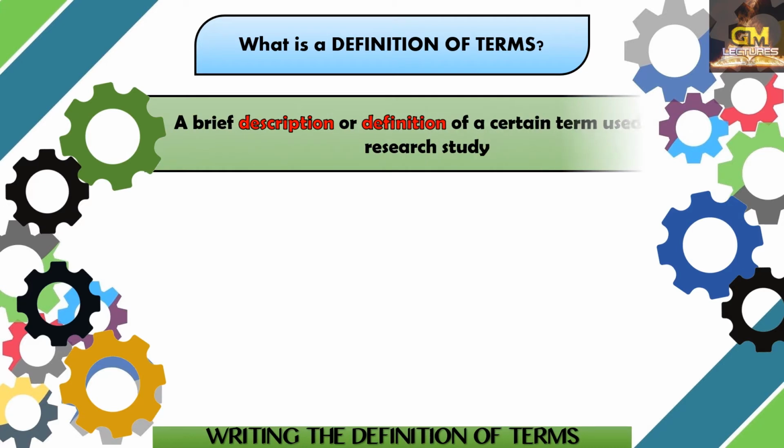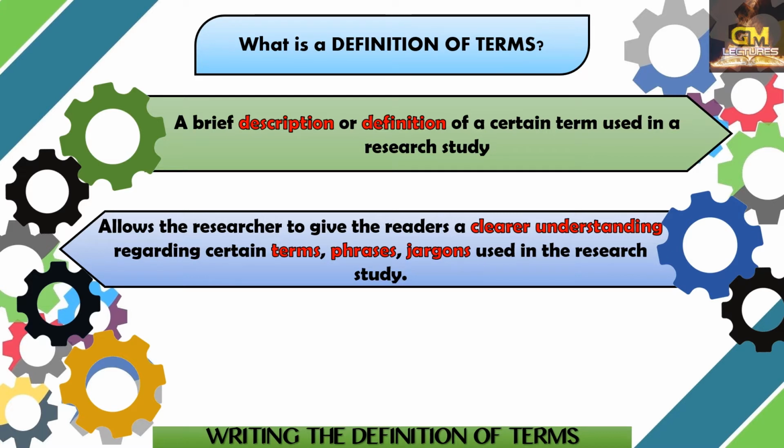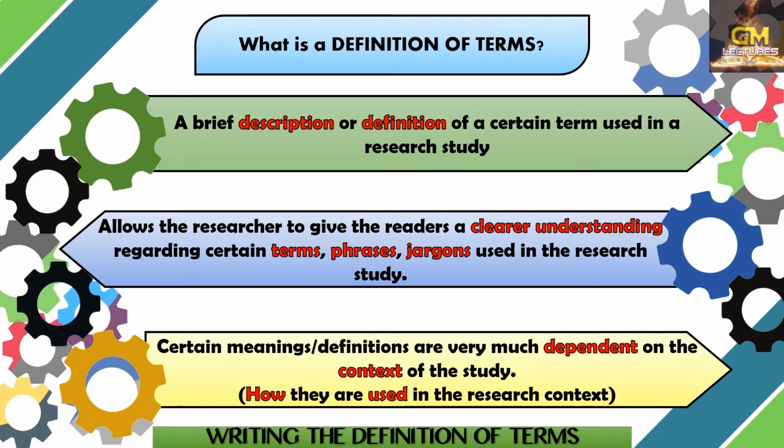Basically, a definition of term is a brief description or definition of a certain term that is used in a research study. The definition of terms allows the researcher to give the readers a clearer understanding regarding certain terms, phrases, or jargons used in the research study. It is also worth noting that certain meanings or definitions are very much dependent on the context of the study, which means that certain terms, certain words, or certain expressions are very much dependent on how they are used in the research context.